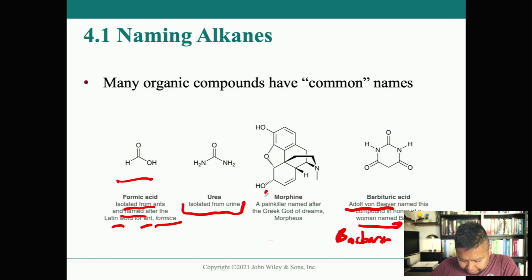And then we have morphine here. Morphine is a painkiller named after the Greek god of dreams, Morpheus. Interesting, right? That's morphine for you. And morphine sure does make you feel good when you're feeling bad, you know. So there's going to be a lot of them.